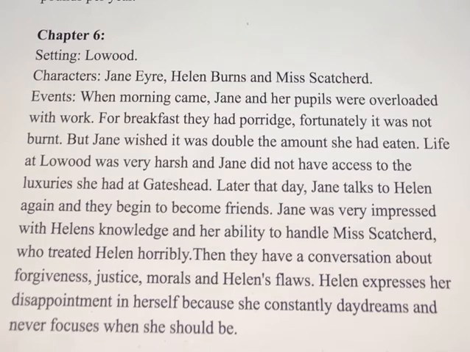So basically, the living conditions in Lowood were not good, and despite being abused at Gateshead, Jane did have it an easy way. Despite being abused and going through all the stuff she went through, she always slept with a full stomach and she had these servants, especially Bessie, who constantly took care of her. But here, it was different, and she really did not have anyone, and she really did have to depend on herself. Life at Lowood was very harsh, and Jane did not have access to the luxuries she had at Gateshead, like I previously said. Later that day, Jane talks to Ellen again, and they begin to become friends.